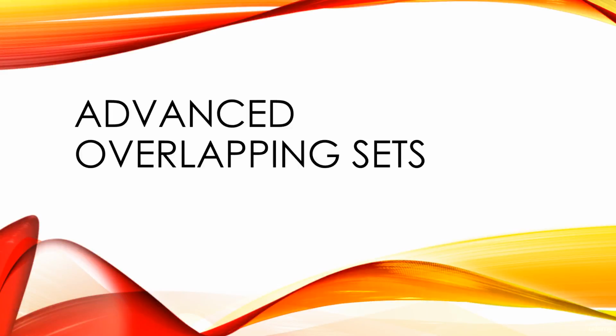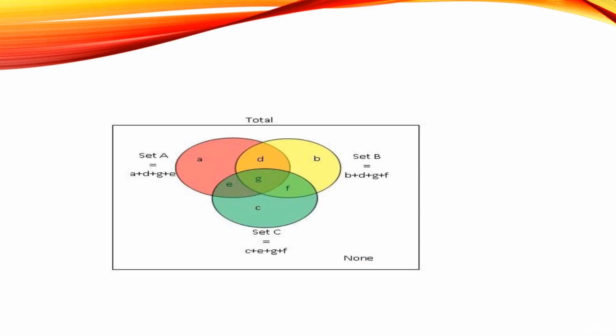Advanced overlapping sets problems. E and F are counted twice and section G thrice. Hence, we need to subtract sections D, E, and F once to count section G only once, and subtract section G twice, again to count section G only once.